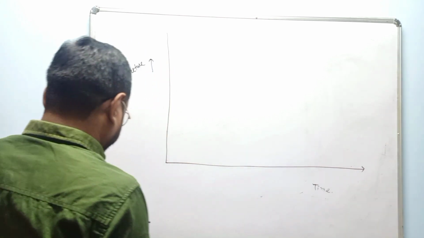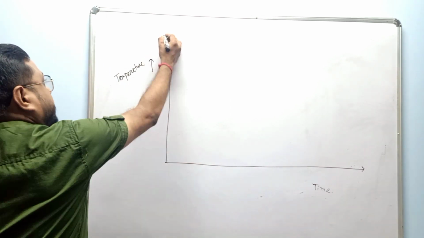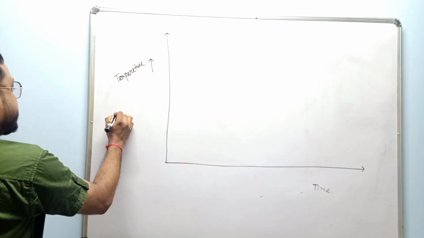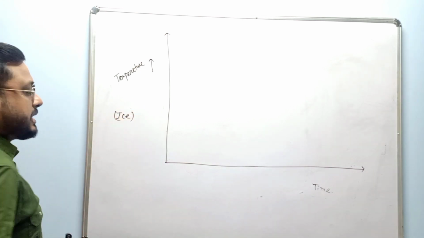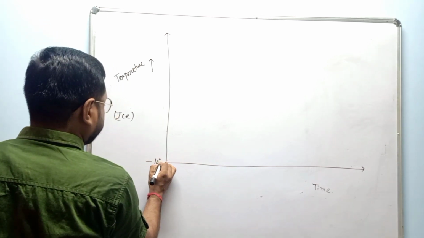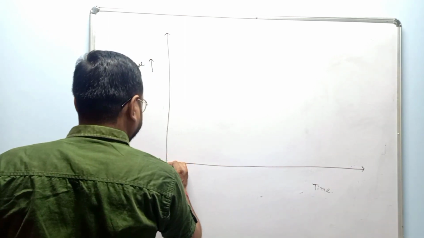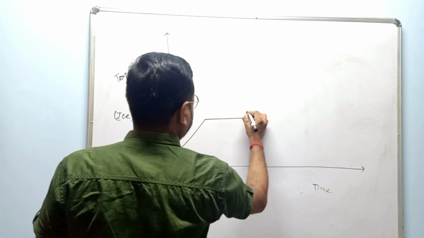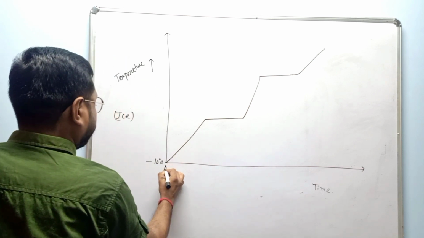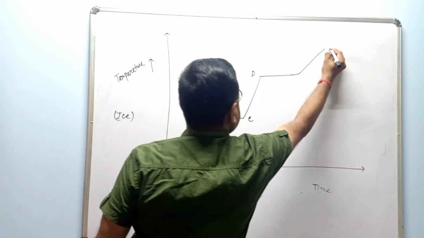if the solid has a temperature less than 0 degree, if we take the case of ice, then suppose this is minus 10 degree centigrade or minus 20 degree centigrade at the initial. So we can get this type of curve and so on. We can write it as A, B, this point is C, this point D, and this E.